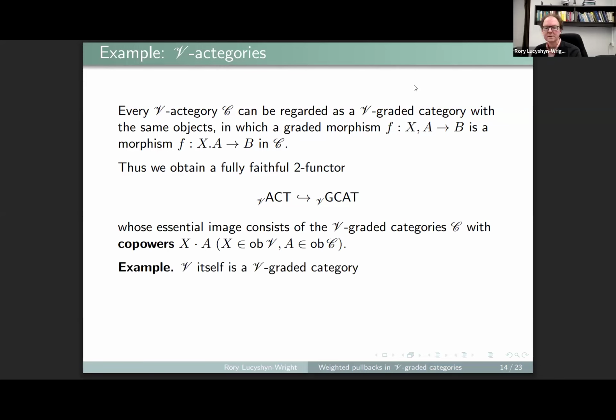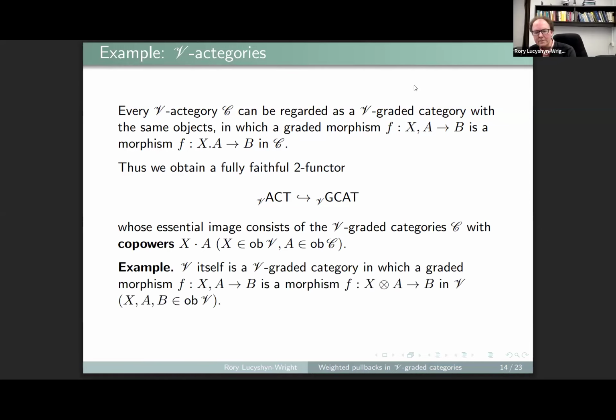For example, V itself is a V-graded category because it acts on itself. So in V, a graded morphism f from x comma a to b is simply a morphism f from x tensor a to b in V. So that's how we can always regard V itself as a V-graded category. And this is great because we can't always regard V as a V-enriched category, because V is not assumed closed here. But we can regard V as a V-graded category.